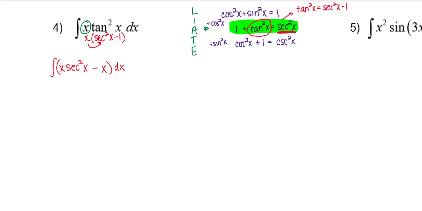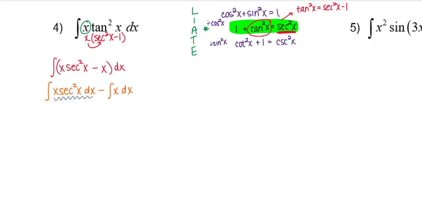Well, I can integrate x all day long. So I'm going to split this up into 2. So it'll be x secant squared x dx minus the antiderivative of just x dx. Now make sure when you rewrite them that you do have the dx portion in each antiderivative because that becomes very important.